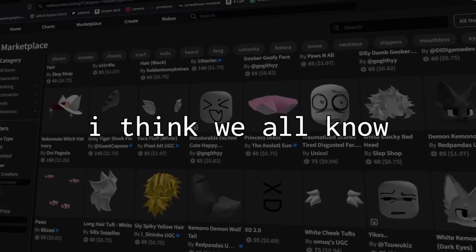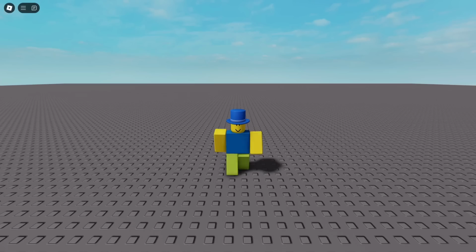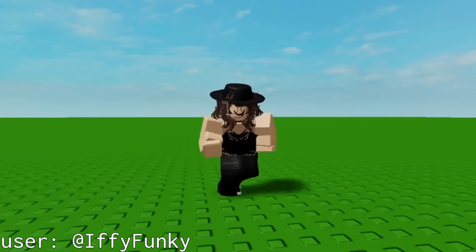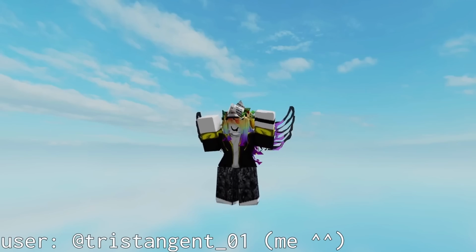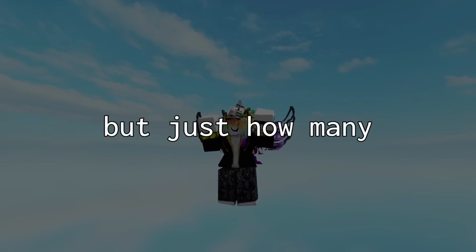I think we all know just how customizable Roblox avatars are. From avatars like this, to this, to this, to something as complex as whatever this is, or as simple as a bacon hair. There's a lot of possibilities. But just how many are there?